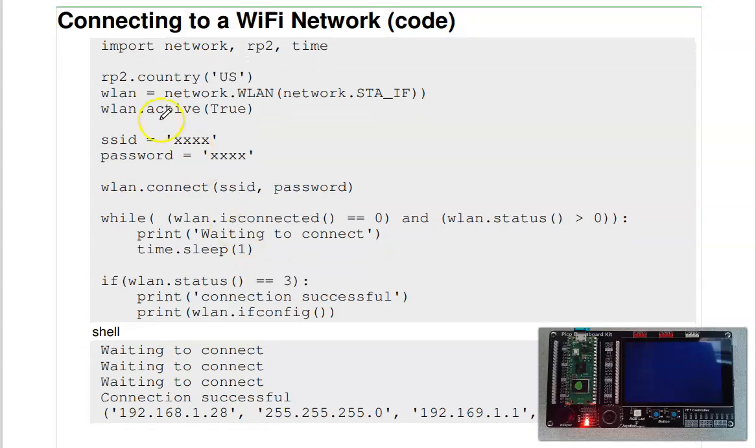What the code then looks like is this. I'll tell it what country I'm in, set up the wireless network. Here's your ID and password for your network. I then try to connect. It keeps on looping until I do connect. And once you're connected, it'll tell you successful. Here is the IP information. This is the name of the network that I'm connecting to.